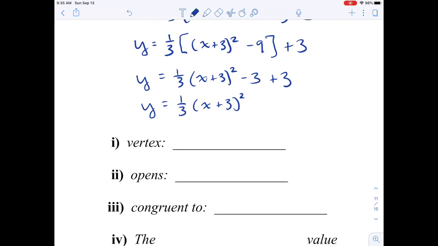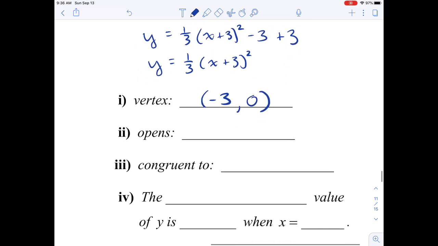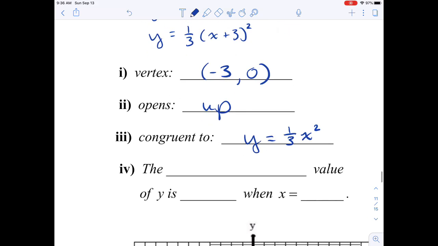So that's going to lead to us stating our vertex. We can say that the h part of our vertex, or the x-coordinate, is -3, the opposite sign to what we see inside the bracket, and the k value, or the y-coordinate of the vertex, is 0. Our a value is 1/3, and importantly, it's positive, so it opens up, and the 1/3 part means it's congruent to a simple parabola y equals 1/3 x squared. Because it opens up, it has a minimum, and that minimum y value is 0 itself.